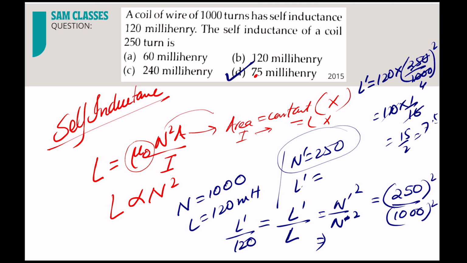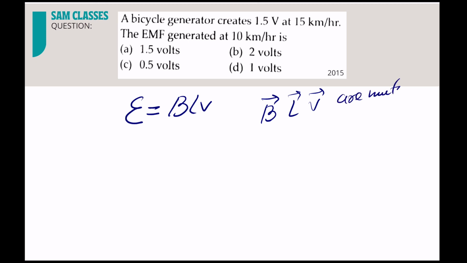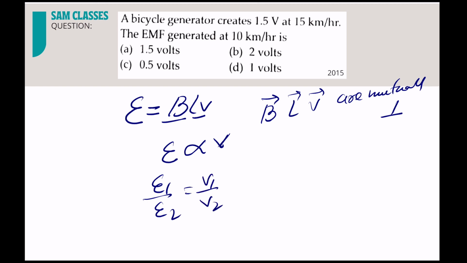So very simple question. What is difficulty here? You need to analyze a bit and you need to solve it. That's it. Next, a bicycle generator creates 1.5 volt at 15 km per hour. So again, formula. Induced EMF is equal to what? BLV, sir. Sin theta is also there, but B, L, and V are mutually perpendicular. Correct. So if B and L are not changing, EMF is directly proportional to velocity. So E1 by E2 will be equal to V1 by V2.